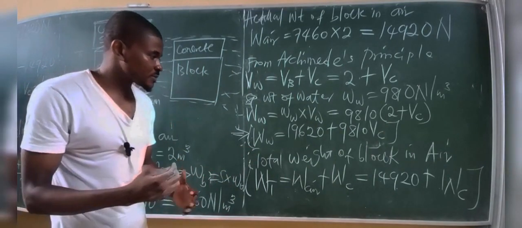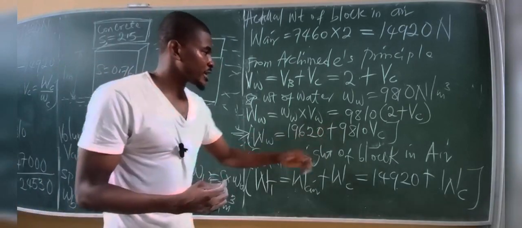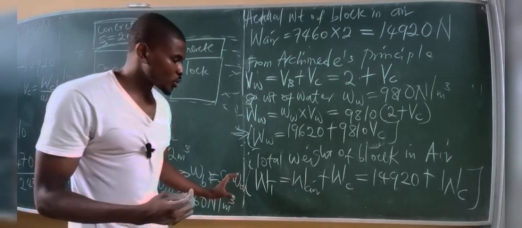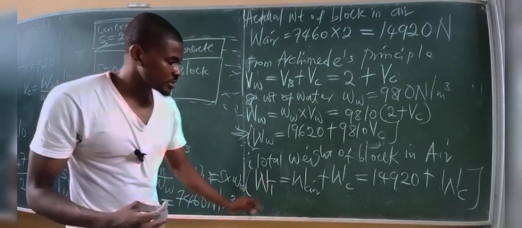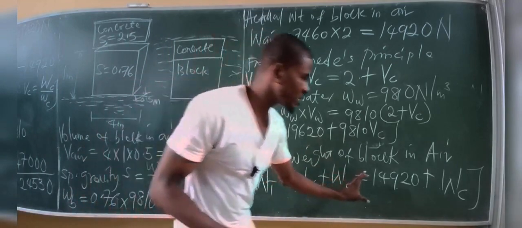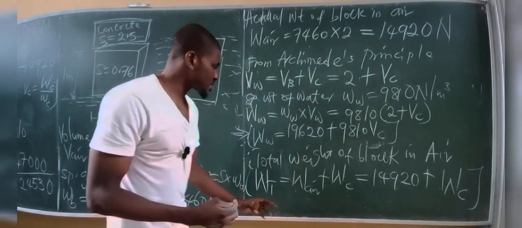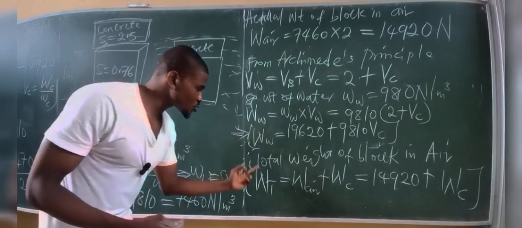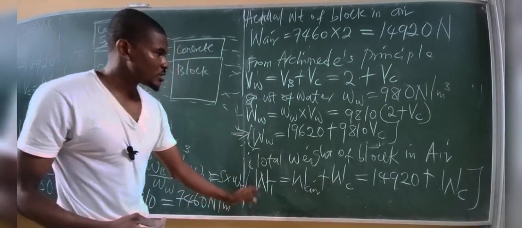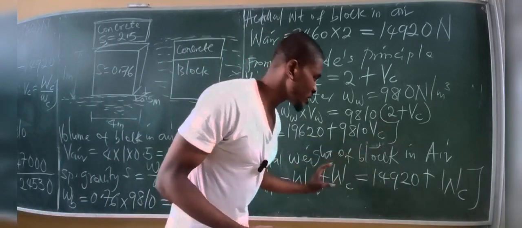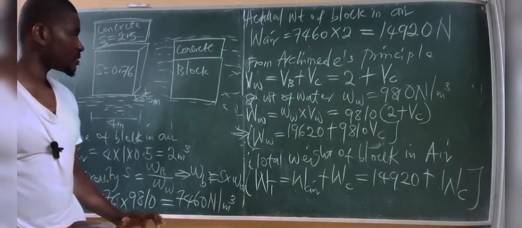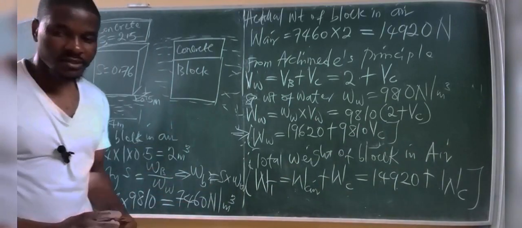Now, from Archimedes principle, total weight of water equals total weight of what? Block in mass. And we already obtained here that the total weight of block in mass is simply the weight of block in air plus the weight of concrete, which actually gave us this. So from Archimedes principle, these two equations are equal. Weight of water equals total weight. So we're simply going to equate the whole of this to the whole of this. That is just the idea. It's as simple as this. So let's do that over the other side.